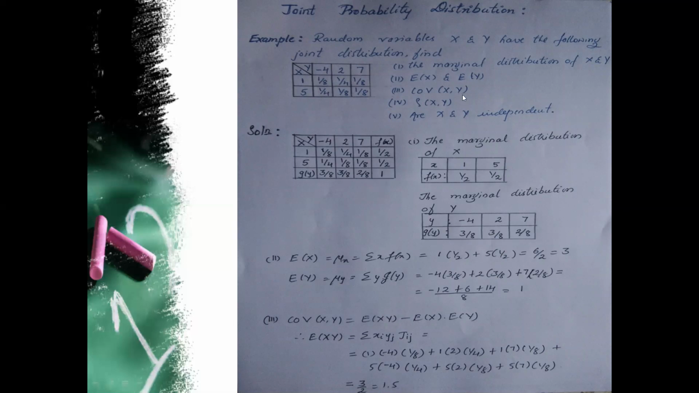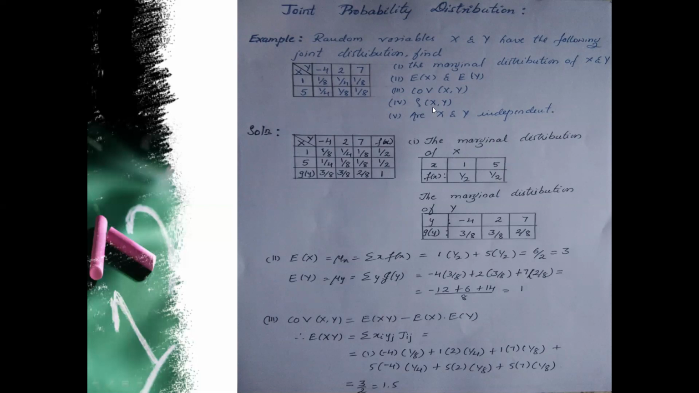The second question is, find the expectation of x and expectation of y. Expectation of x, that is mu x, is given by summation of x into f of x. So it is 1 into 1 by 2 plus 5 into 1 by 2, so you get the answer 3. Now expectation of y is the summation of y into g of y: minus 4 into 3 by 8 plus 2 into 3 by 8 plus 7 into 2 by 8. The sum we get is 1.